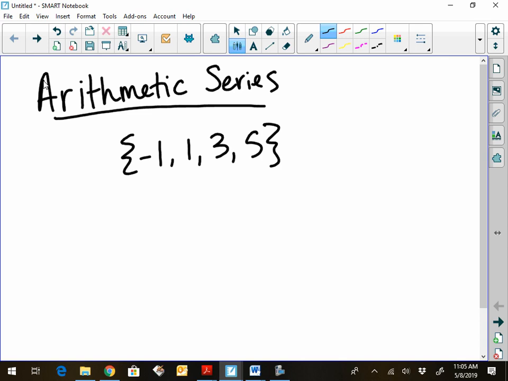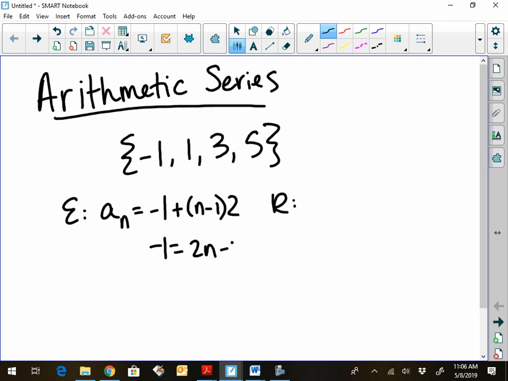Now, just to review, we know how to write this as an explicit function and a recursive function. So take a second now, try that, maybe pause, and we'll come back. So our explicit function, we have a sub n equals our first term plus n minus 1. And in this case, we're adding 2 each time, so times 2. We'll distribute 2n minus 2.